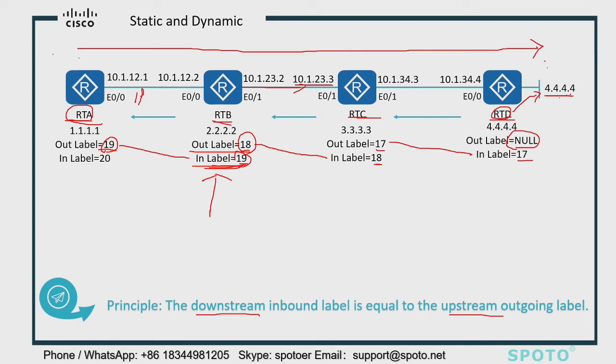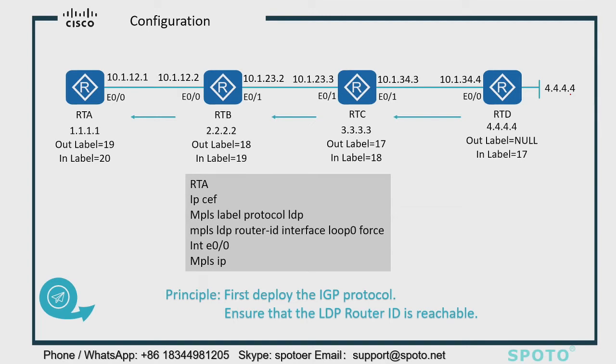MPLS, and the configuration of the static MPLS is a little difficult. So we seldom use it in our real network. We always use the dynamic MPLS, the protocol called the LDP protocol. Okay. So for the configuration of the LDP protocol, we can find it here.